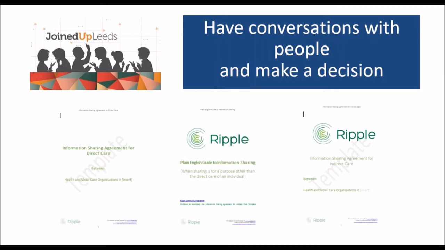So we have got things like requirements for integrated care records and the like, which you can download from our Ripple program website. And some of the things we've got on there, which people can download and apply in other places, are guides for information sharing, and template information sharing agreements for direct care and for secondary care around our integrated care record work.